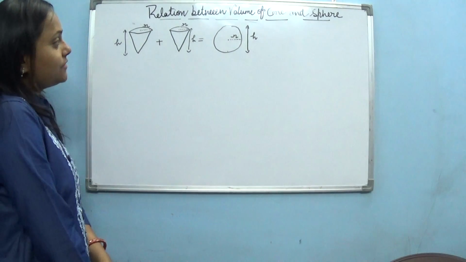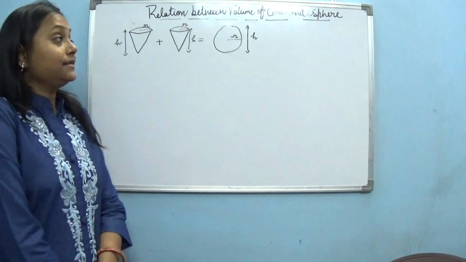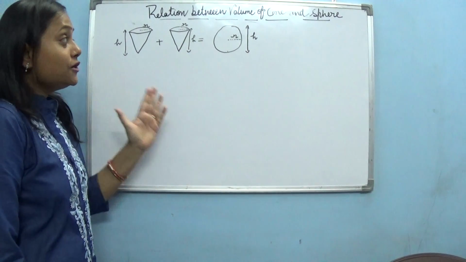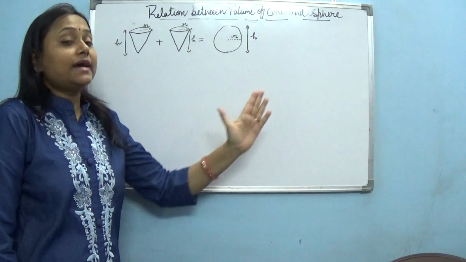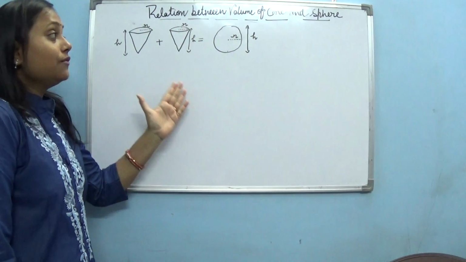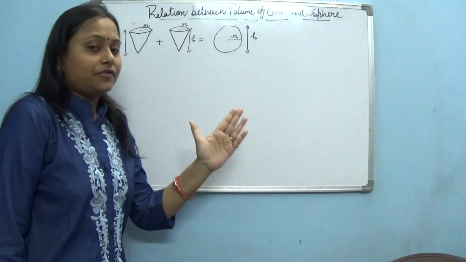In the last class we studied the volume of a cone, and today we will find the relation between the volume of a cone and a sphere, and by this we will derive the formula of a sphere. Now let's see.